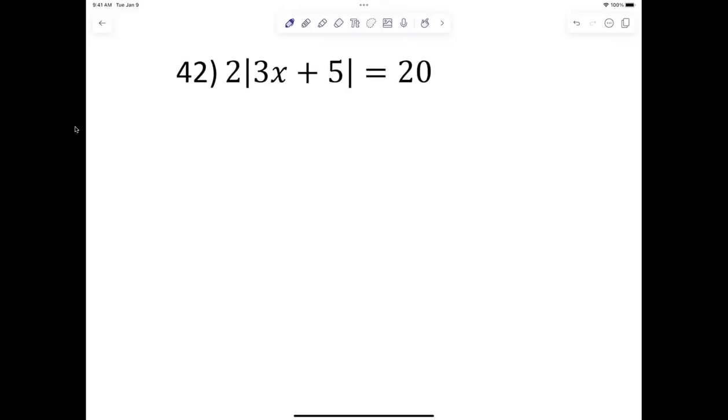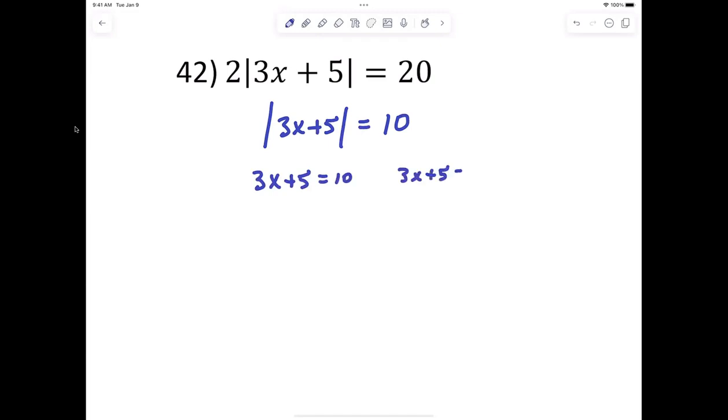So everybody should have on their paper 3x plus 5 equals 10. Then you write it twice. 3x plus 5 equals 10. 3x plus 5 equals negative 10. Subtracting 5, 3x equals 5. Dividing by 3, 5/3. Next one, subtracting 5. 3x equals negative 15. Divide by 3, negative 5.